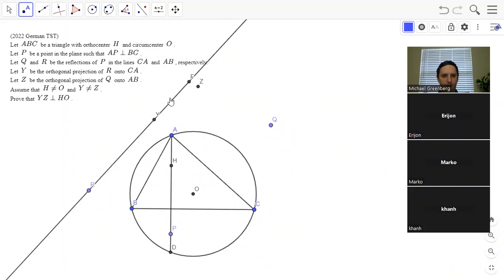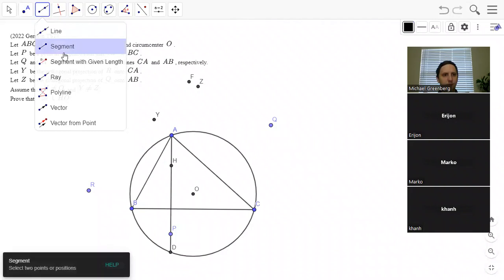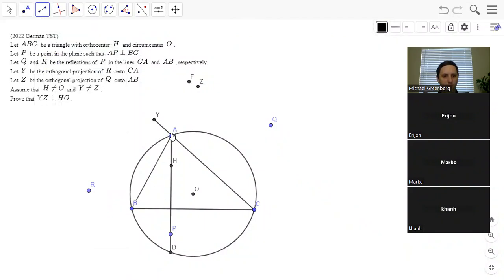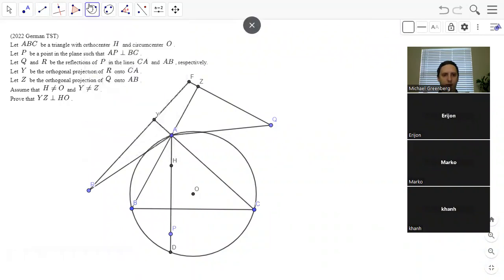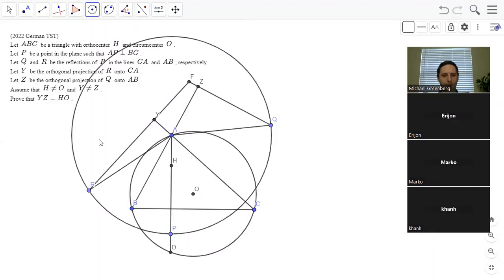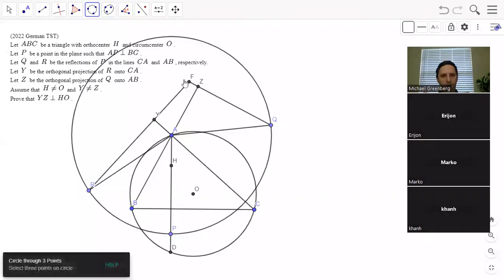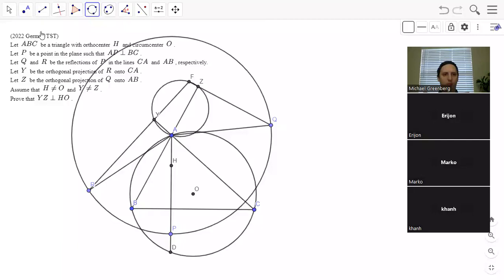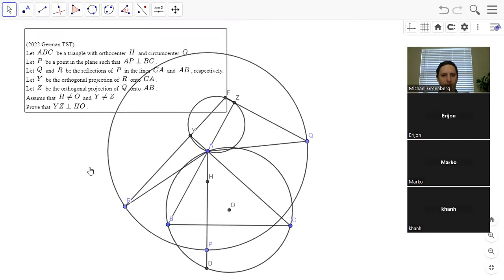Let's see. Oops, sorry, I keep hiding the wrong thing. All right. This and this, and I mean, basically AB bisects this angle and AC bisects this angle, and AR equals AP equals AQ, so we can actually draw this circle. A is the circumcenter of PRQ. And this is cyclic right here. And we want to show YZ is perpendicular to HO. We have a good amount of information here.